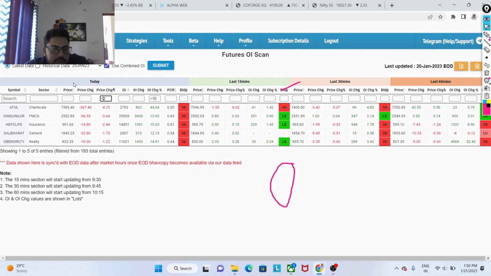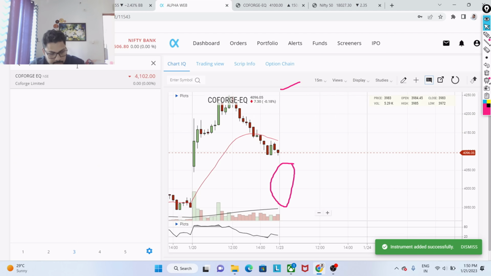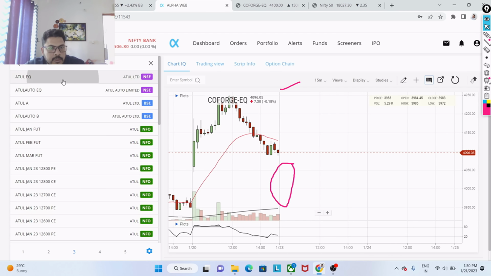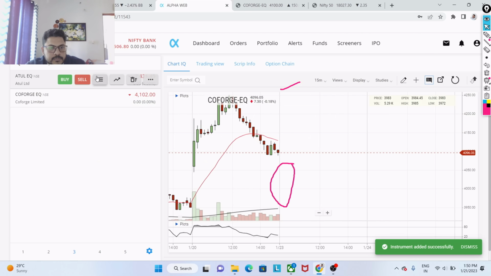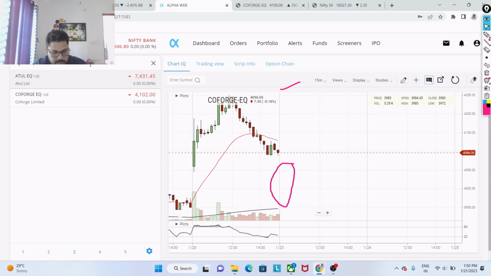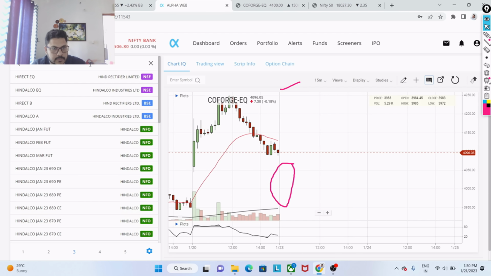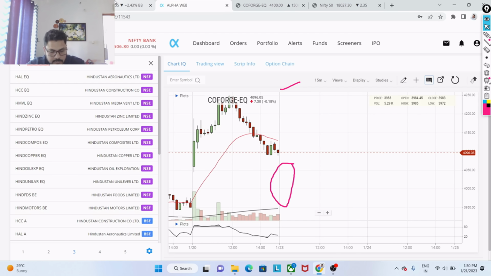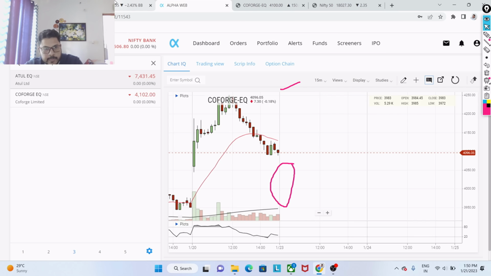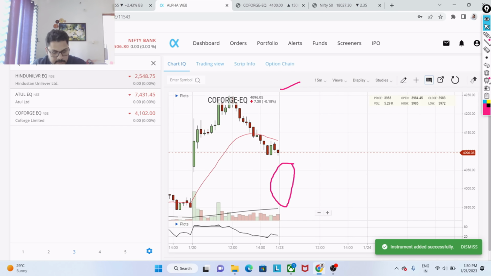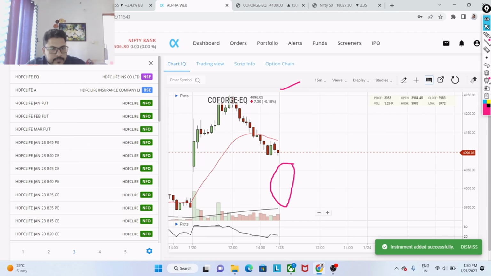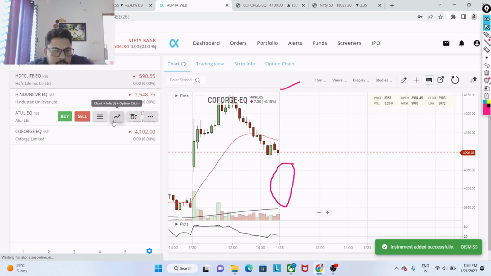So what are the bearish stocks we are getting here? We have Atul. Let's look at that chart. We'll add everything here first. Atul is there, and then we have Hindustan Unilever, HDFC Life, HDFC Life. Okay, let's look at Atul first.